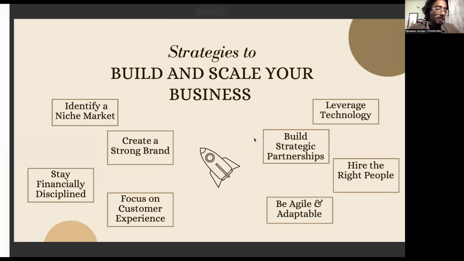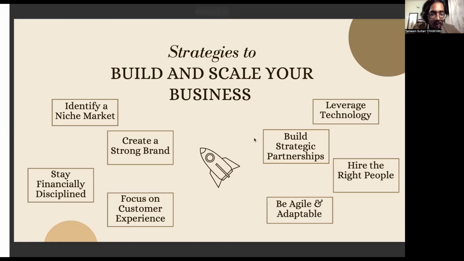This is the main part: the strategies to help you build and scale your business. In today's rapidly evolving economy, building and scaling a business requires a combination of innovative thinking, a solid business plan, and effective execution. Here are some strategies that might help you scale your own business.